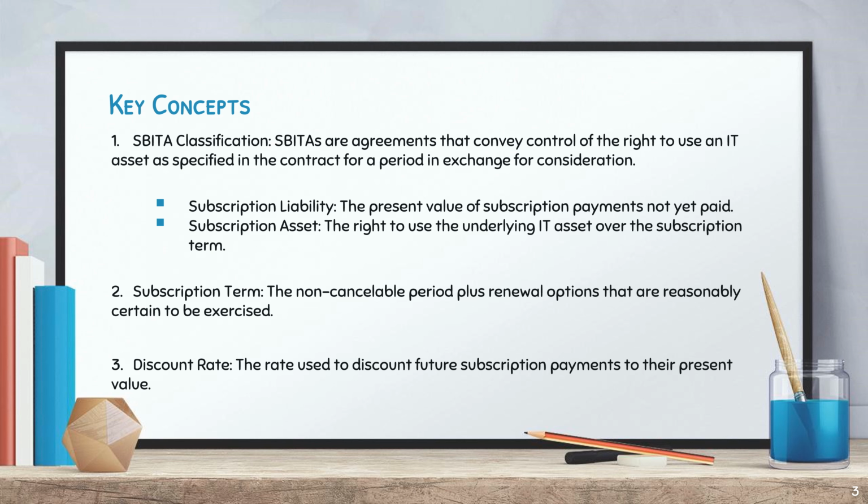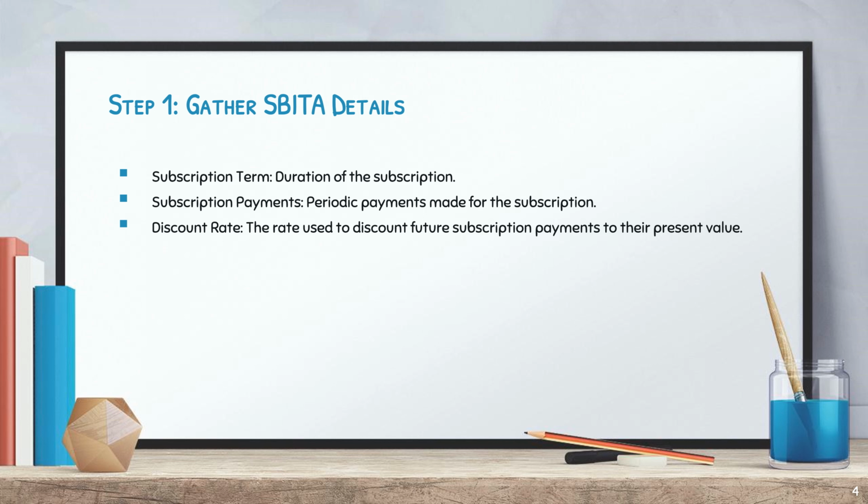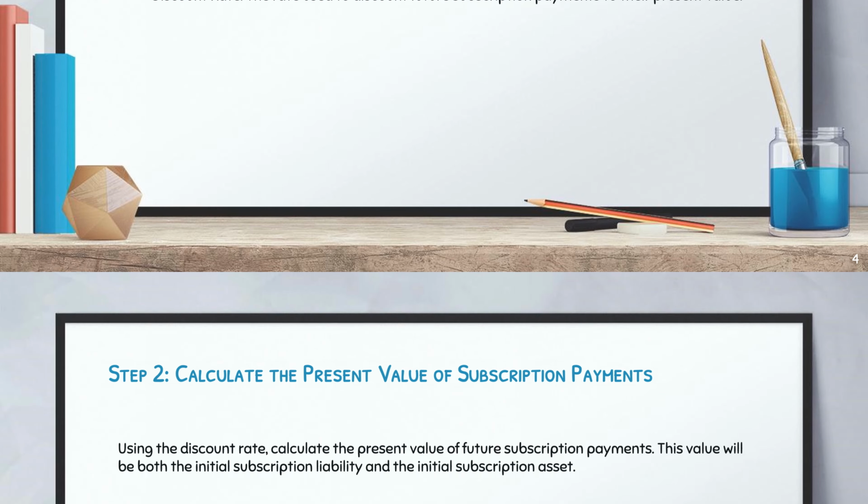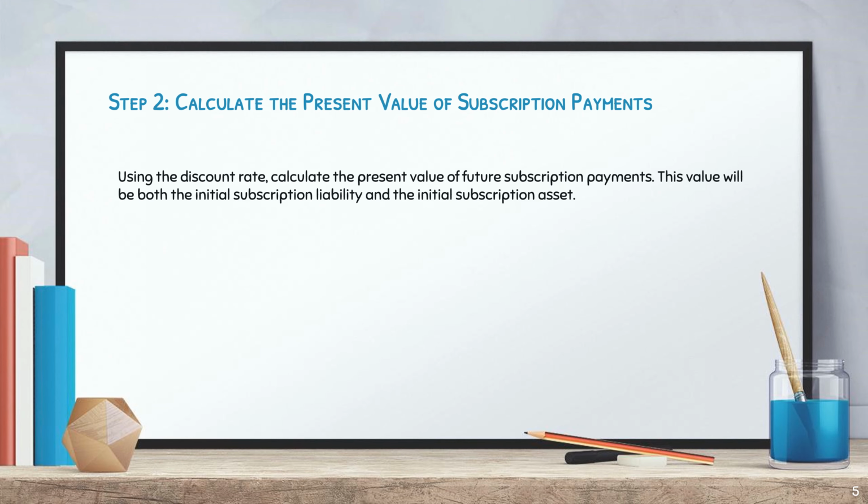Now we've covered the key concepts. Let's take a look at each individual step. Step 1. Gather SBITA details. Subscription term: duration of the subscription. Subscription payments: periodic payments made for the subscription. Discount rate: the rate used to discount future subscription payments to their present value. Step 2. Calculate the present value of subscription payments. Using the discount rate, calculate the present value of future subscription payments. This value will be both the initial subscription liability and the initial subscription asset.